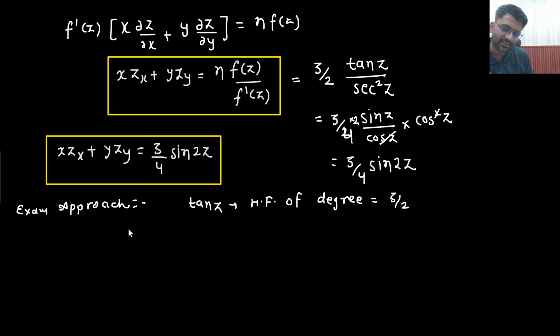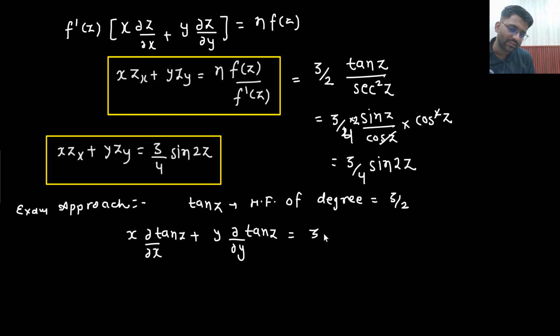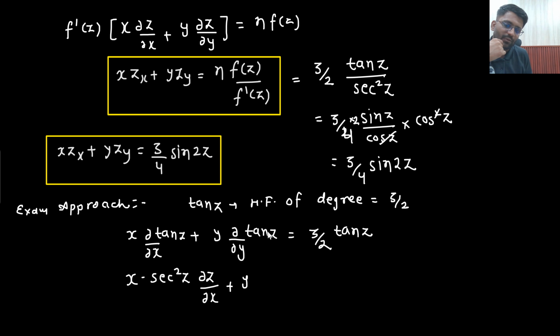So what I can write down, tan z is there, no? So x into partial differentiation with respect to x of some homogeneous function which is tan z, plus y into partial differentiation with respect to y of some homogeneous function which is tan z, would be equal to the degree, which is 3 by 2, multiplied with the homogeneous function which is tan z. This much I will be able to write down. Then x into the differentiation of tan z, that I would know will be sec square z. Then I differentiate z, that will give you del z by del x. Then y into the differentiation of tan z, that will be sec square z, then I differentiate z, that will give you del z by del y.